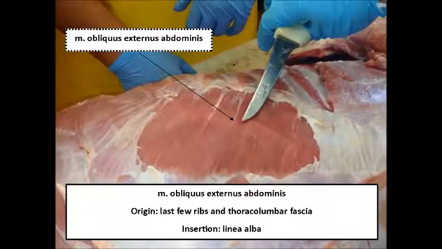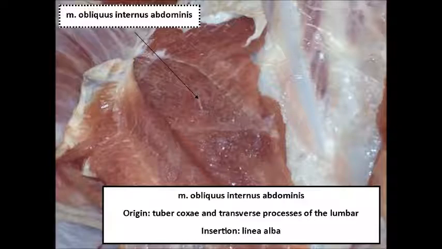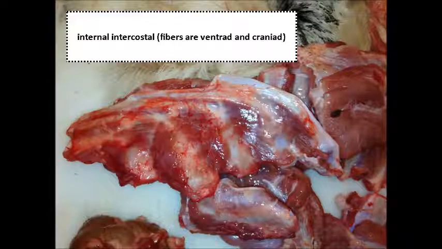The obliquus externus abdominis muscle originates in the last few ribs and the thoracolumbar fascia and inserts in the linea alba. The obliquus internus abdominis originates in the tuber coxae and the transverse processes of the lumbar vertebrae, and it inserts in the linea alba. Muscles of respiration.